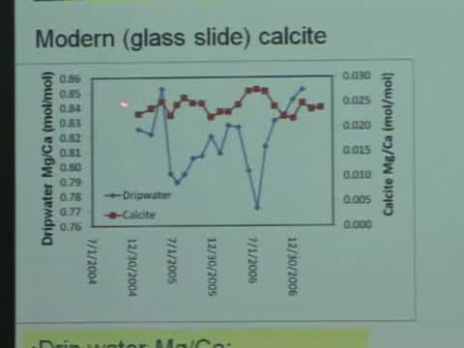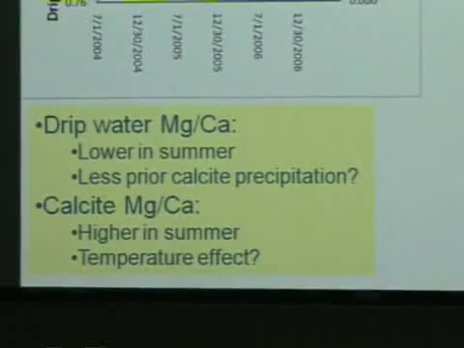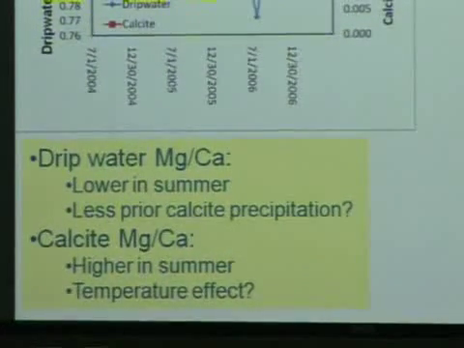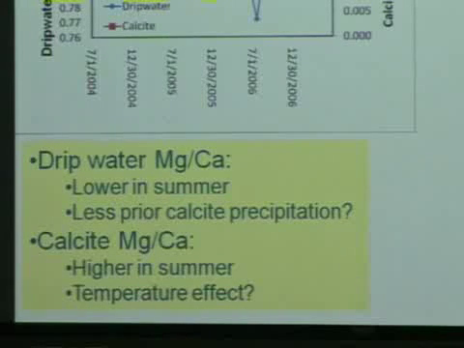And we see the opposite trend actually in the calcite, with relatively higher magnesium calcium values in the calcite in the summer months. So clearly the calcite signal is not controlled dominantly by the drip water composition. Instead, we suggest that it may be a temperature effect as well, because we know that the magnesium incorporation is temperature dependent.